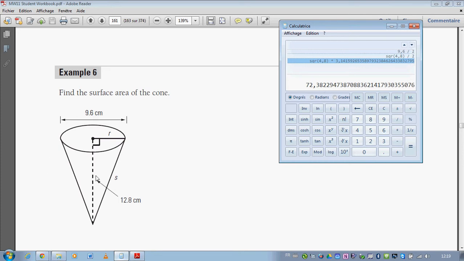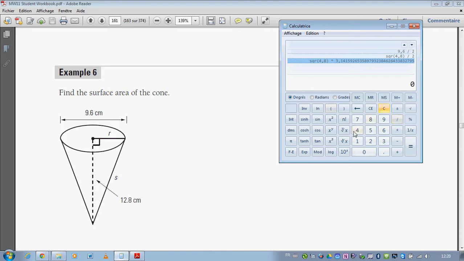Now, the lateral area is pi times r, which we figured out was 4.8, times s. Except you're not being provided with the slant length, you're being provided with the height of your cone. So as you can see, this is starting to look like a right angle triangle right here, where you've got the radius, you've got the height, and using those two, you can find the slant length.